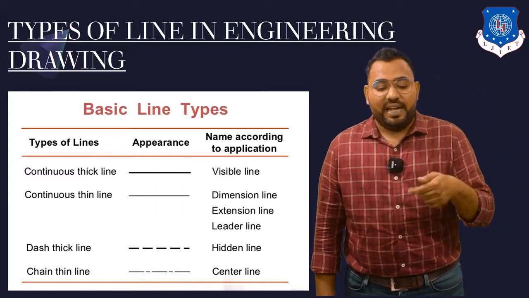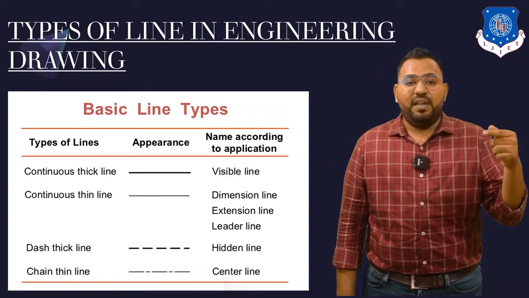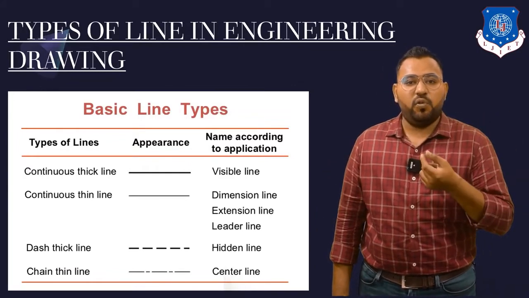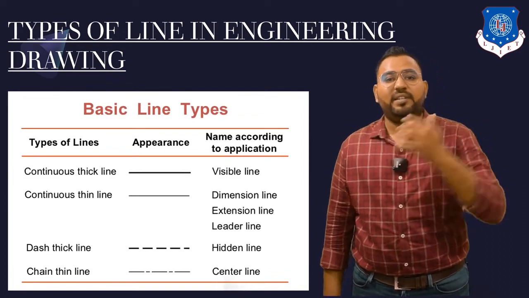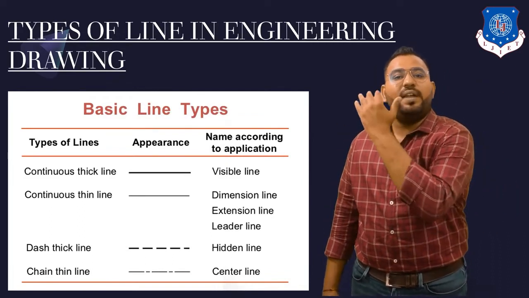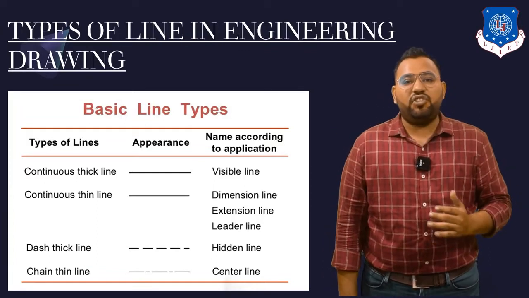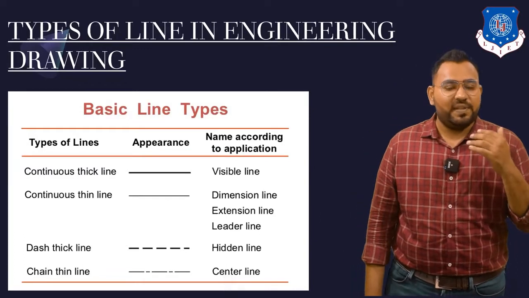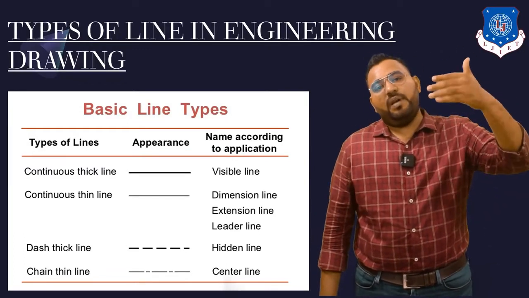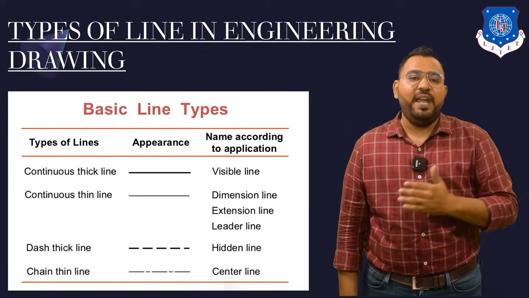Fourth is chain thin line. So in chain thin line, you can see the appearance. Big line, space, short line, space, big line, space, short line, space, big line. So this is the appearance of chain thin line, and it is used for showing the center line. Also it is used for showing the symmetry. So let's see these lines one by one in detail.